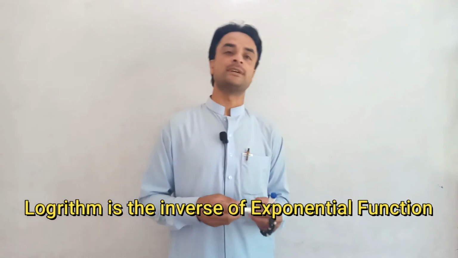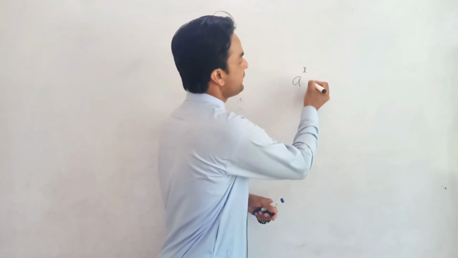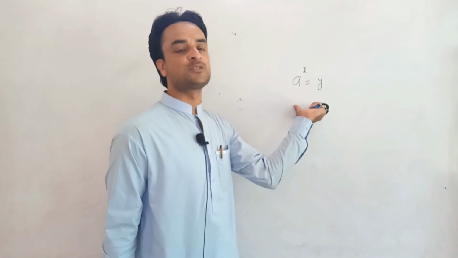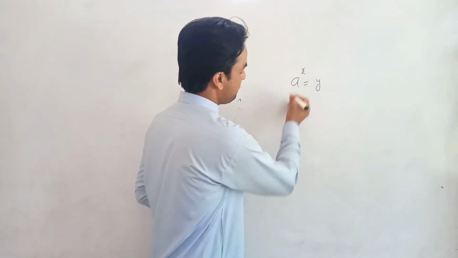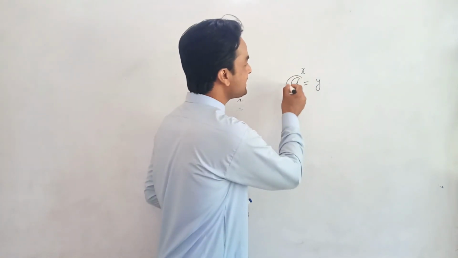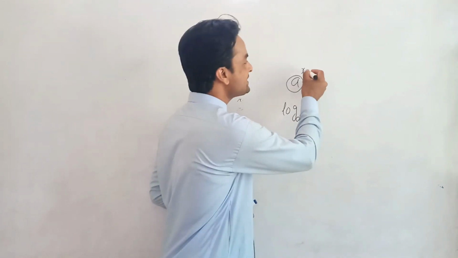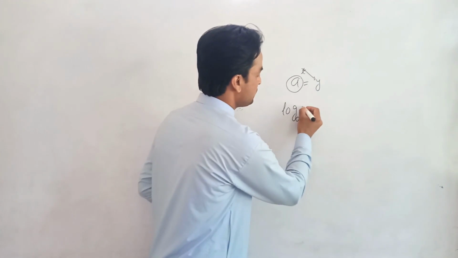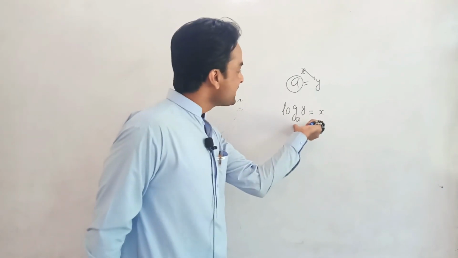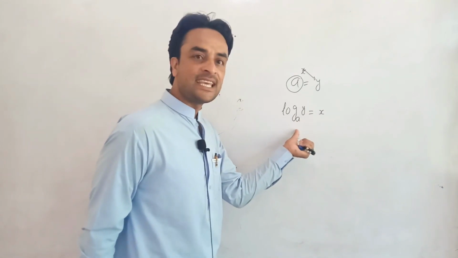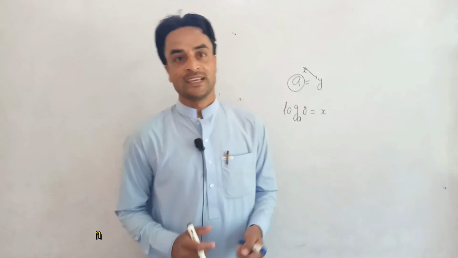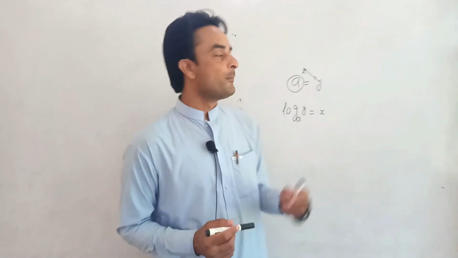For example, if we have a number in exponential form, that is a to the power x is equal to y, then logarithm is the inverse representation of such an exponential form. How can we write it? It is log, and this a is the base. Writing it in base form, just interchanging x and y, we can write: log of y to the base a is equal to x. This one is the inverse representation of the exponential form.